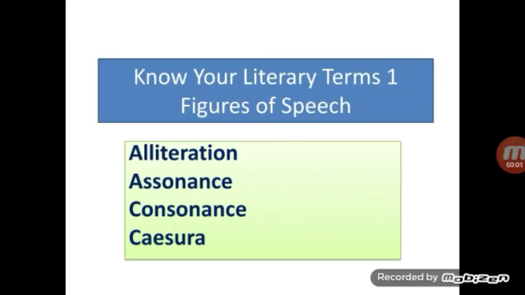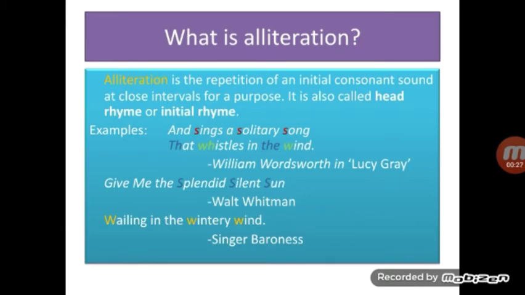Hello there. In today's class, I am talking about four figures of speech under our topic Know Your Literary Terms, Lesson 1: Alliteration, Assonance, Consonance, and Caesura. So, the first is, what is alliteration?